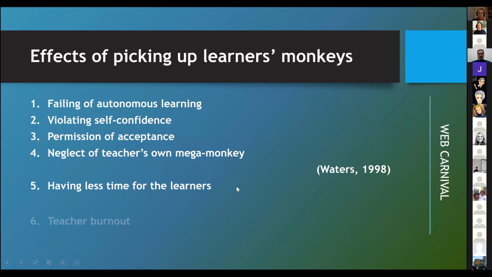The next issue is teacher burnout. If I take all the monkeys by myself, I become, I think, kind of frustrated, because I have to do a lot of things in the class, and I have to take care of lots of problems in the class, I need to provide lots of solutions for them, and I'm just doing the thinking part of the classroom. This is what I don't want to happen. And when you do all the things, it leads to burnout.